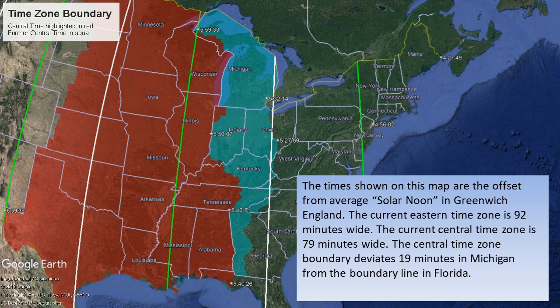The current Eastern Time Zone is 92 minutes wide. The current Central Time Zone is 79 minutes wide. The Central Time Zone boundary deviates 19 minutes in Michigan from the boundary line in Florida.